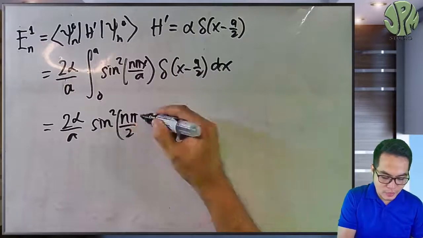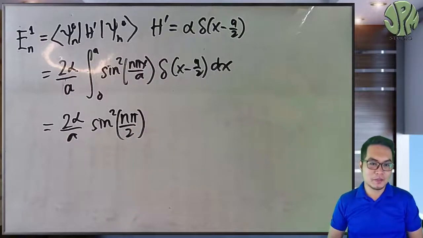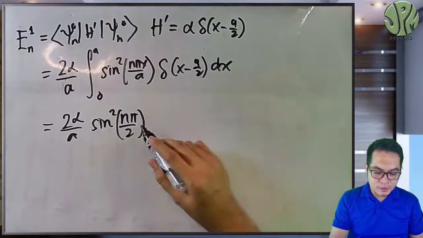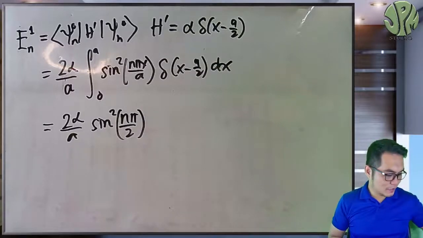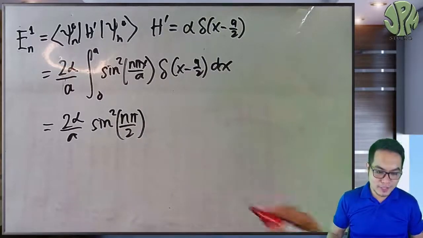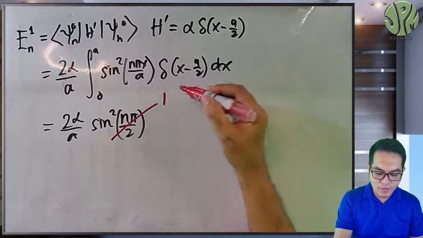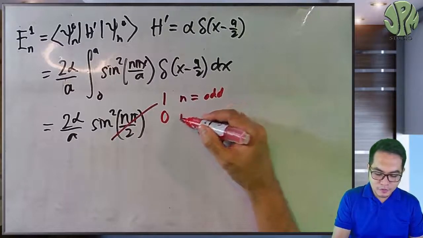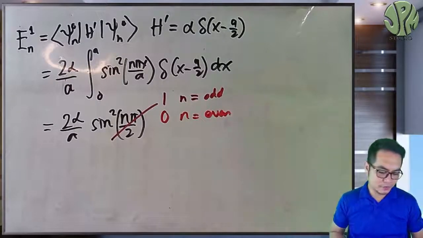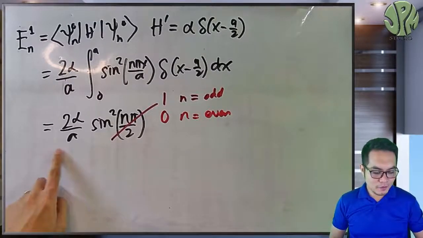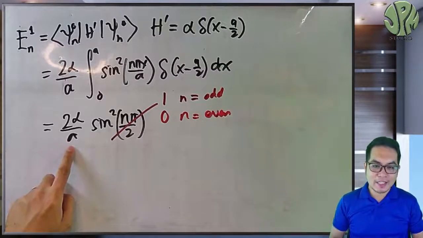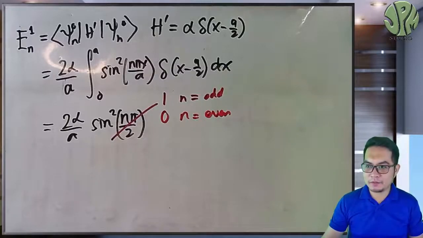Sine squared of n pi over 2. That one. So no integration is needed if you have a delta function. Now, the value of this sine squared function is either 1 or 0. So this is 1 if n is odd, and 0 if n is even. Meaning the value of the first order correction is 2 alpha over a if n is odd, and 0 if n is even.